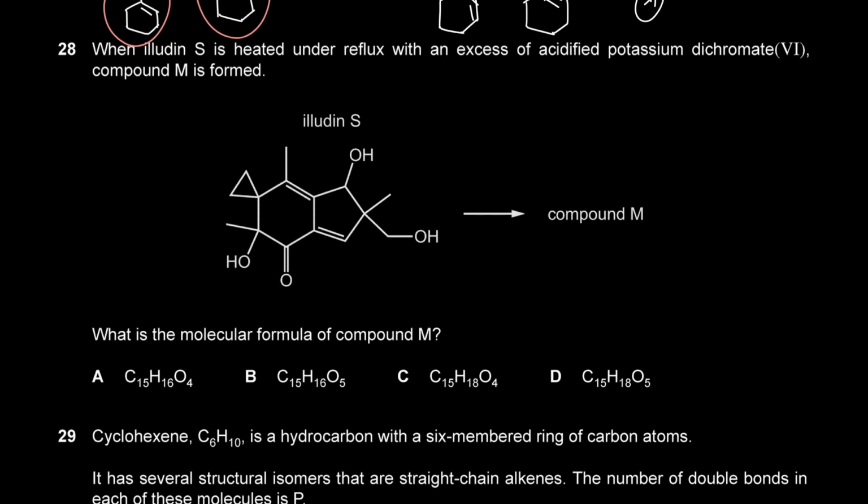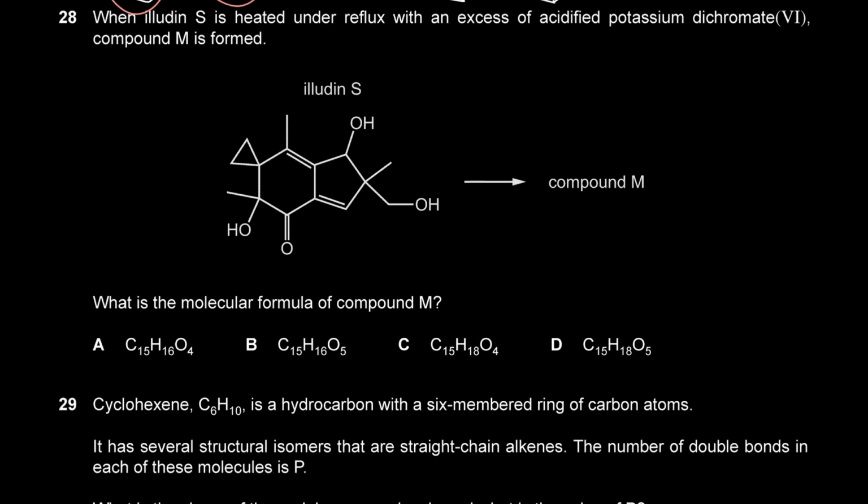When illudin S is heated under reflux with an excess of acidified potassium dichromate(VI), compound M is formed. What is the molecular formula of compound M? Now dichromate(VI) is an oxidizing agent. It's a relatively mild oxidizing agent that can oxidize aldehydes, or primary and secondary alcohols. The primary and secondary alcohols will react with dichromate(VI).